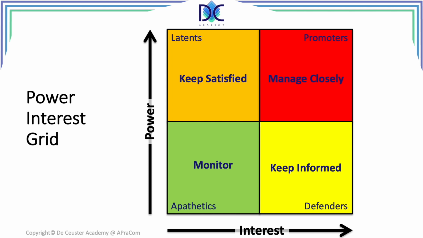High interest but low power, these are the defenders. We keep them informed. Then we have low interest but high power, those are the latents, and we have to keep them satisfied. And then we have low power, low interest, these are the apathetics, and we have to monitor them. So basically we can put the different people in those different areas, and by doing that we identify how we have to manage those people.